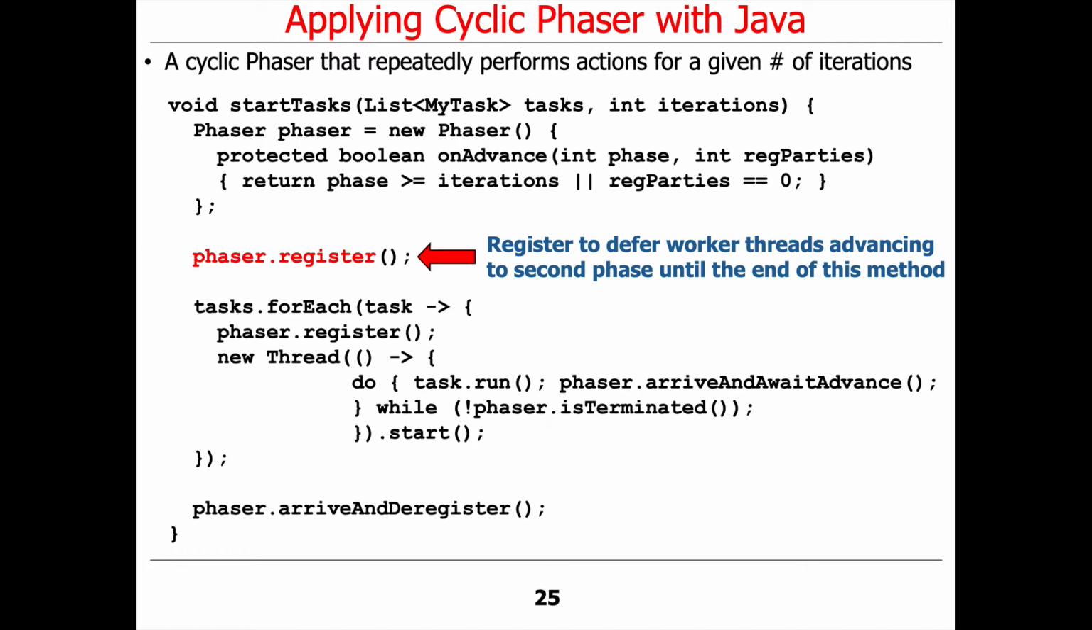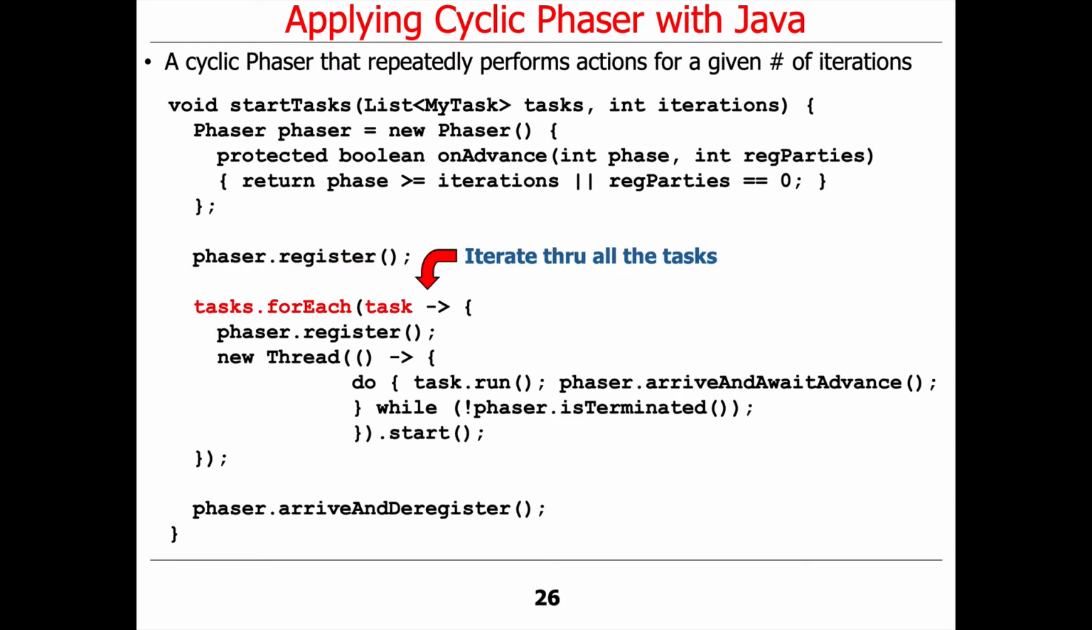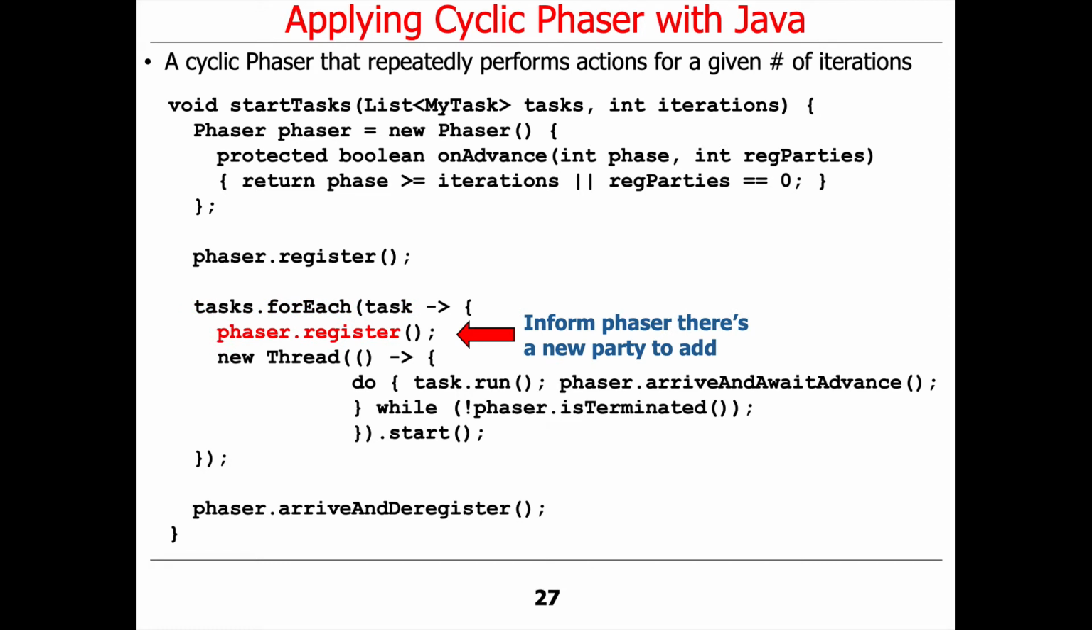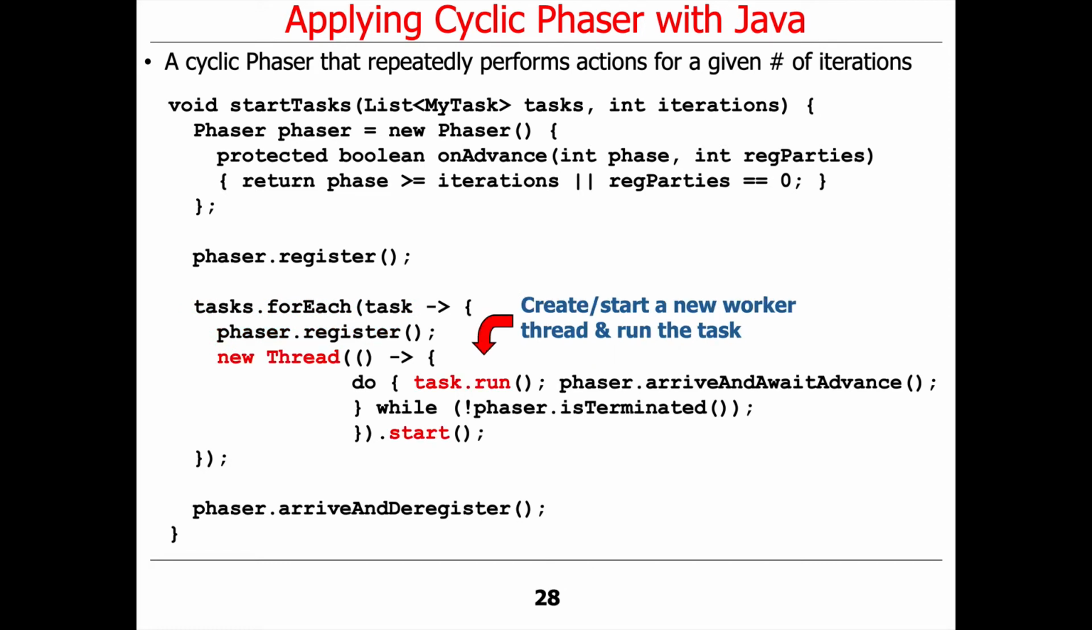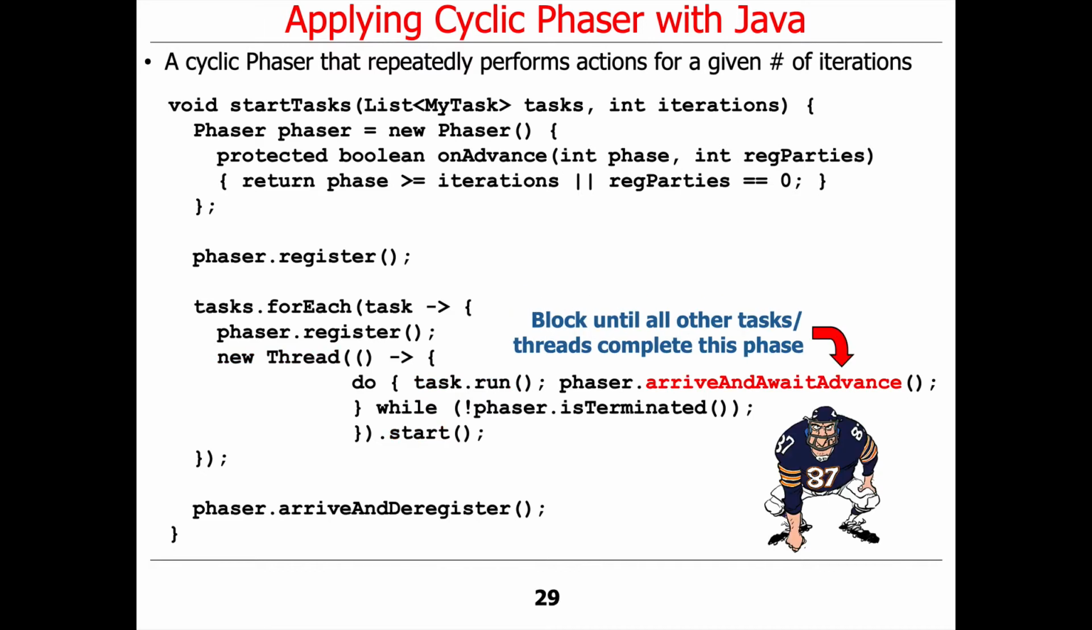As before, we're going to register the calling thread, thereby deferring the worker threads, which we'll create in a second, from advancing to the second and subsequent phases until the end of this method. We then iterate through all the tasks. For each task, we inform the phaser there's a new party to add, and then we create a new thread. Now, when this thread is created, you can see it runs a do-while loop. This do-while loop will immediately call task run to run the task for the first iteration of the phase. After that runs, it calls phaser arriveAndAwaitAdvance. And that is the barrier synchronizer that will block until all the other tasks and threads complete this phase.